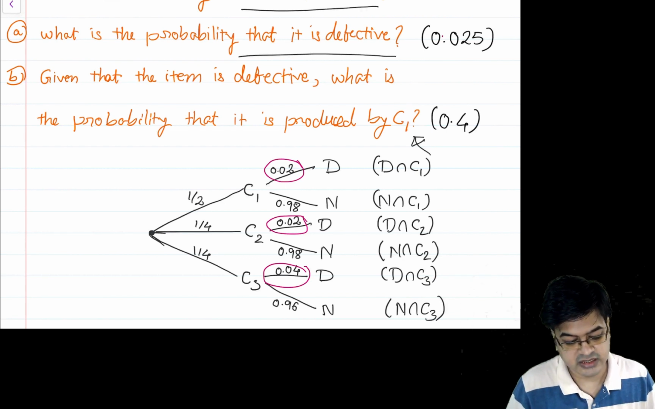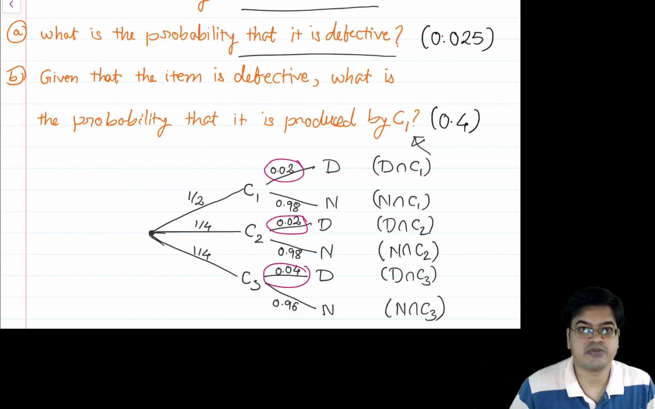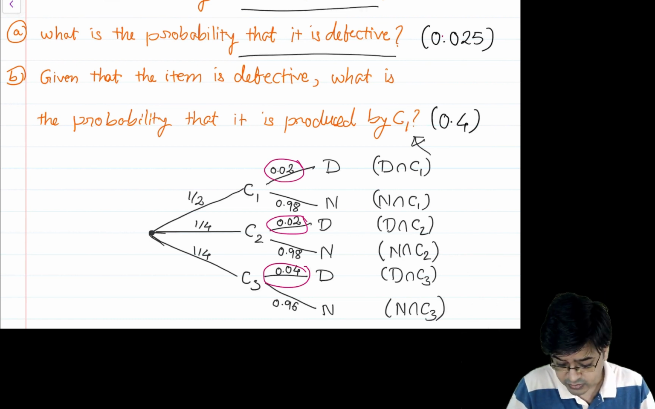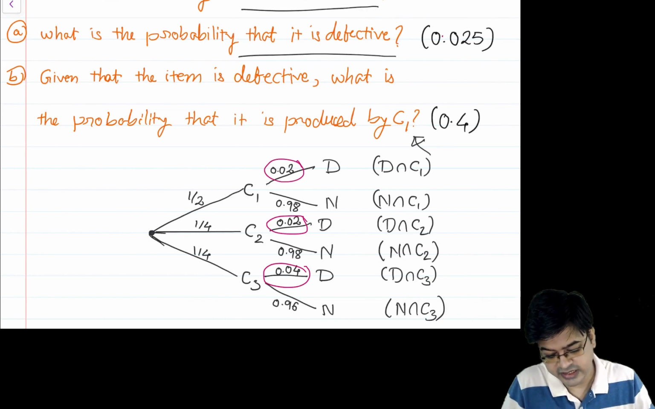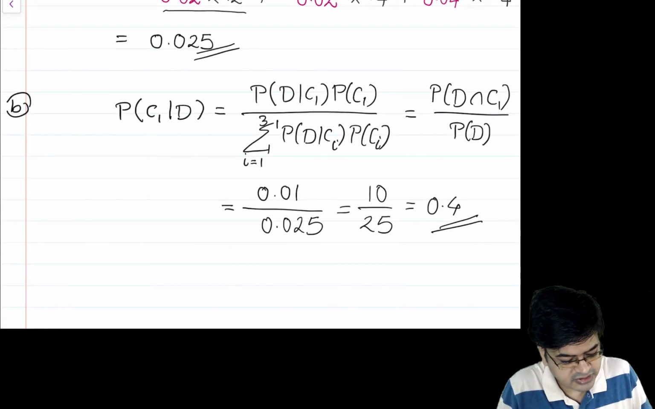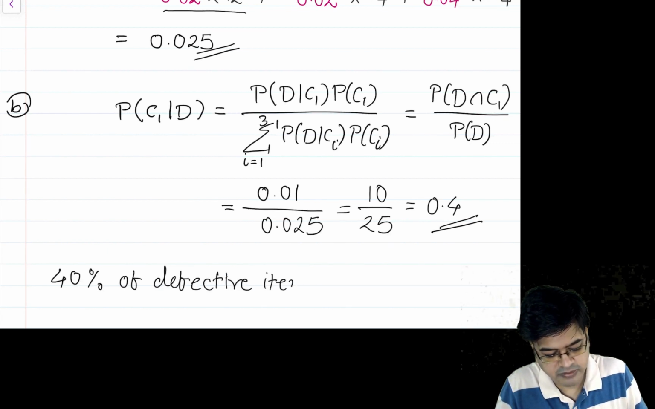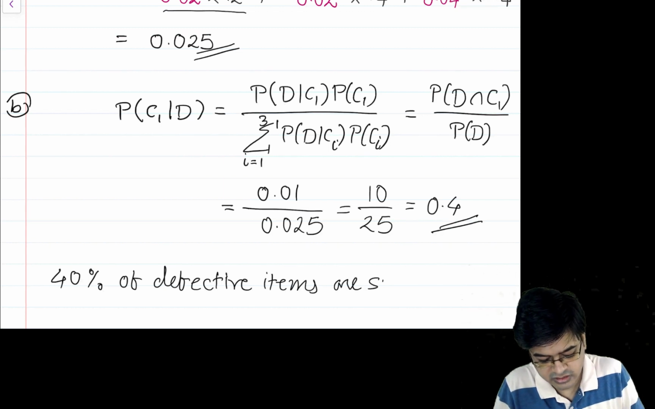Okay, so now let us analyze what is the interpretation of Bayes theorem, or how Bayes theorem helps in understanding the situation better. For example, if you are a quality check inspector and you need to give a consideration to which supplier should supply more, which company should supply more. So now you have the understanding that let us interpret this understanding. The items that are being found defective, 40% of the defective items are supplied by company C1.